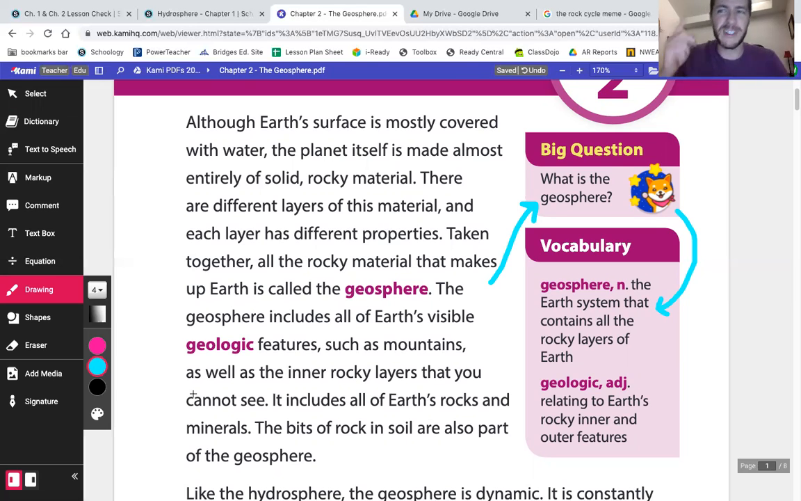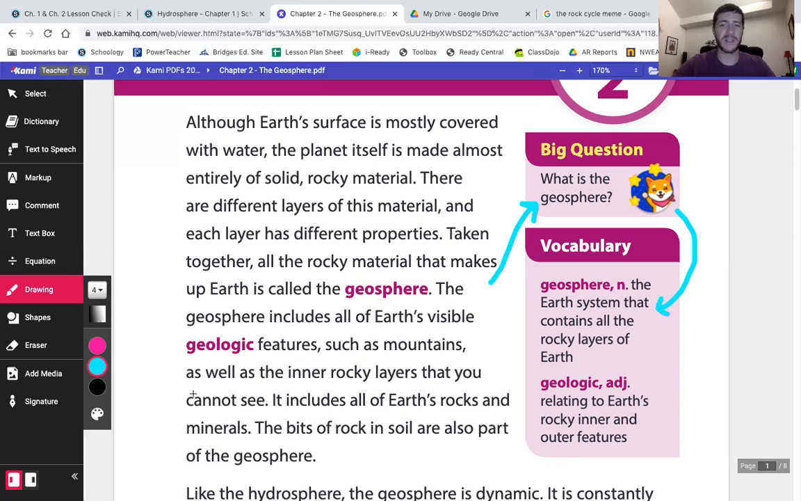So I also have my vocabulary right there: the geosphere is the Earth system that contains all of the rocky layers. I will accept that as an answer as well. The geosphere includes all of Earth's visible geologic features, such as mountains, as well as the inner rocky layers that you cannot see. It includes all of Earth's rocks and materials.